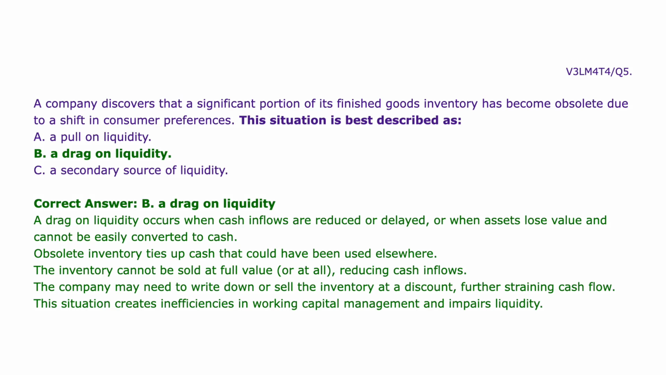A drag on liquidity specifically involves factors that reduce or delay cash inflows. Obsolete inventory is a primary example of a drag, because it becomes challenging to sell, causing inventory levels to rise and tying up cash that cannot be easily converted back into a liquid form.